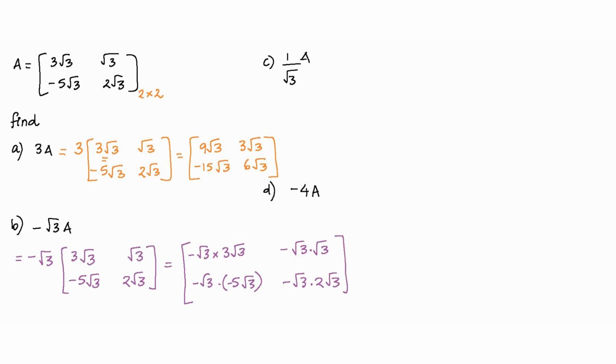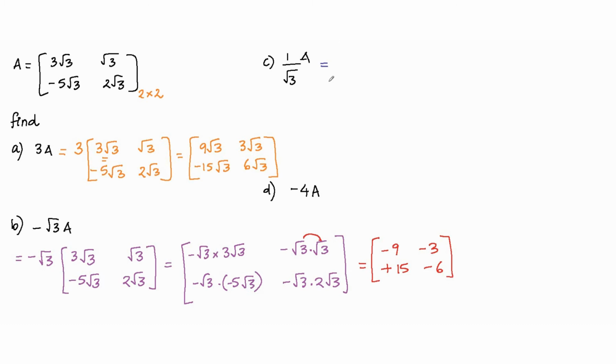Therefore, on combining all these elements, what I get is root 3 into root 3 is 3 and 3 into 3 is 9. So the first element is minus 9. Be careful with the signs. Root 3 into root 3 is 3. So this becomes minus 3. Minus into minus is plus. So plus root 3 into root 3 is 3. 3 multiplied by 5 is 15. And minus into plus is minus. Root 3's are 3. 3 2's are 6. So this is how I get the value of minus root 3 times A.